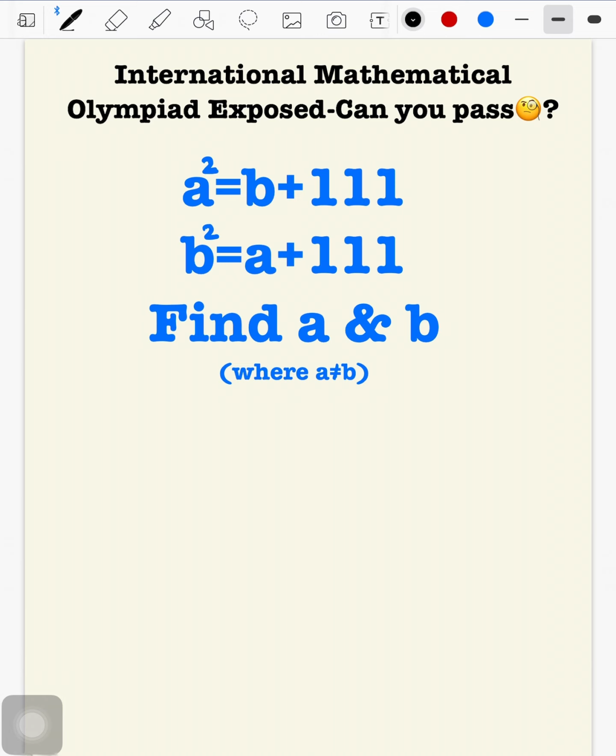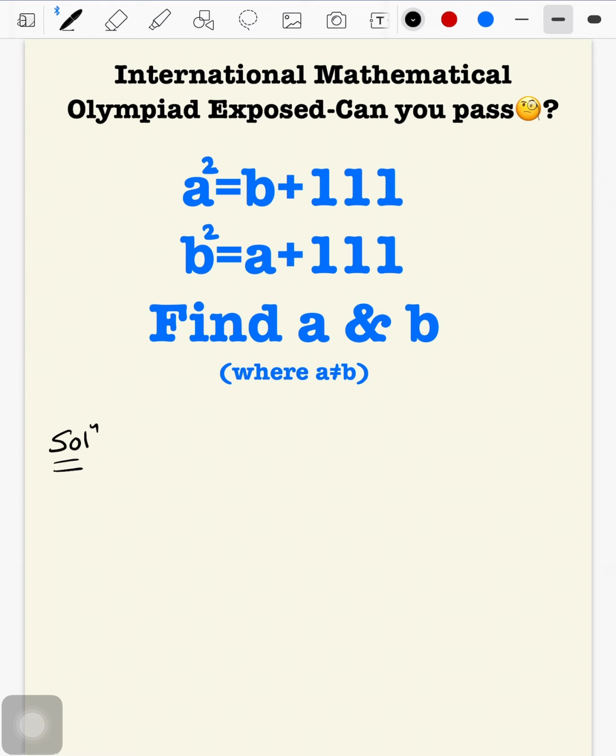You can see on the screen where a and b are involved in this equation, and we have to find the value of a and b. One condition is given there: whatever values there will be for a and b, they are not equal. They will have different values. That one condition is given here.